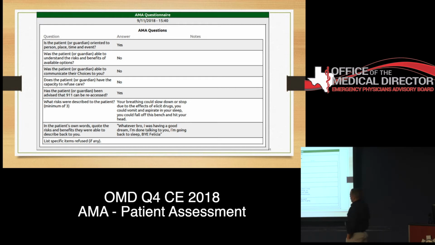And so how I understand it, they're still sort of building this. This will be a new disposition in Imagetrend and in Logis. But from what I understand, even for the refusal without demonstration of capacity, you still fill out this AMA questionnaire. Kirby, is that right? Yeah. Does that sound right? Yeah. Okay. So you'll still fill out the AMA questionnaire, but you'll just demonstrate here that they did not demonstrate capacity. Make sense? Any questions? Everybody good? There we go. That'll make you feel good.